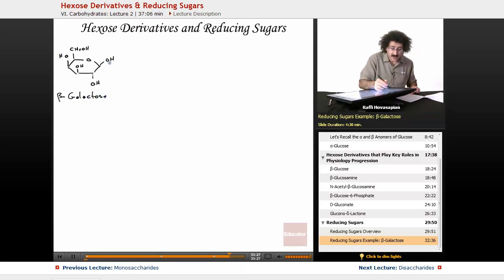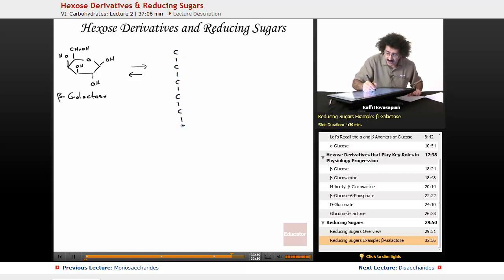So this is beta-galactose. Notice in the glucose, so 1, 2, 3, 4. Galactose is a C4 epimer of glucose. Everything is the same except at the 4th carbon, the hydroxy is on the other side. It's above the ring instead of below the ring. So it's a different conformation, it's a different actual molecule. Now the ring form is going to be in equilibrium with the linear form.